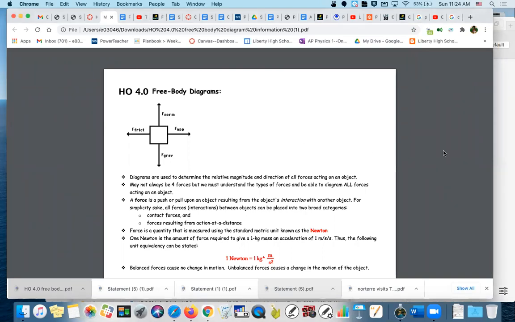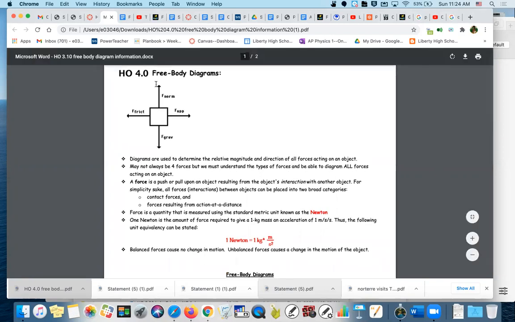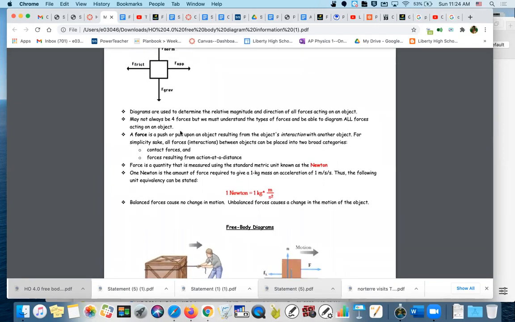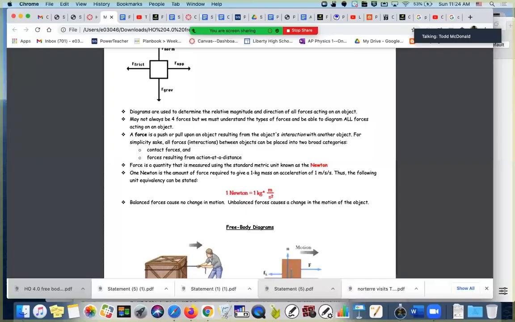First thing I want you to do is look at handout 4.0. This is on Canvas, or if you've been in class, you can just pull it up from class. There's a picture here about free body diagrams. I'm going to get into more detail shortly. But one of the things I want to point out at the beginning of this handout is how we define a force. A force is really just a push or a pull on an object, resulting in the object interacting with another object. In simple terms, a force is just a push or a pull on something.